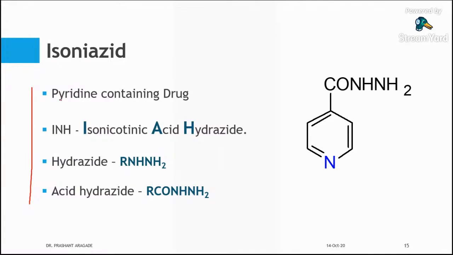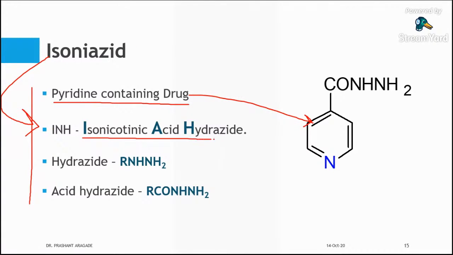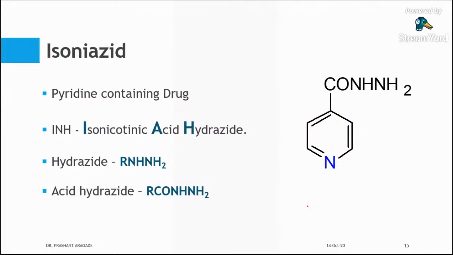Okay, I will repeat. Isoniazide is a pyridine containing drug, so you must be able to draw the pyridine ring. It is also called INH. INH means what? Isonicotinic acid hydrazide. Then what is meant by hydrazide? Hydrazide is nothing but NH2 NH2. Acid hydrazide means what? CONH2. So you have to just add this CONH2 at number 4. So the structure will become isoniazide. Okay.